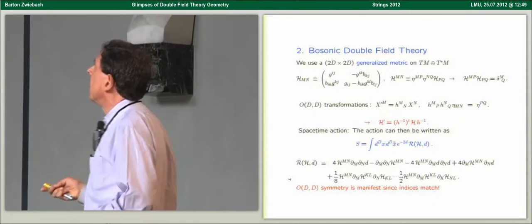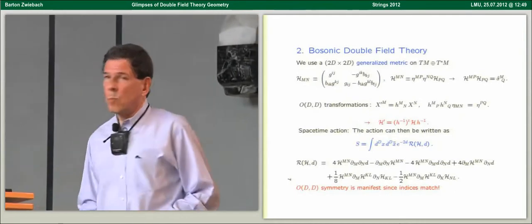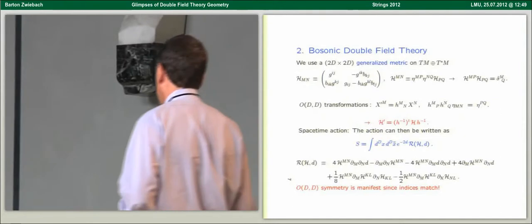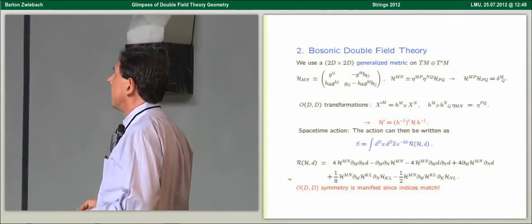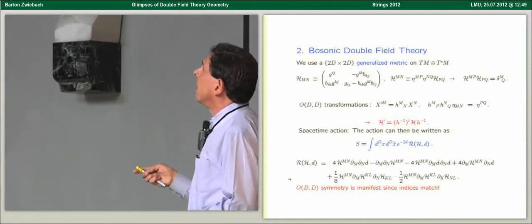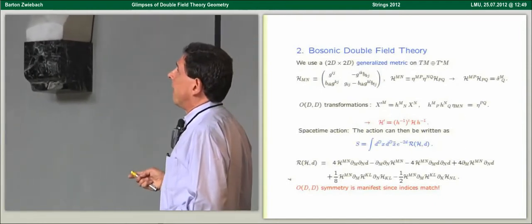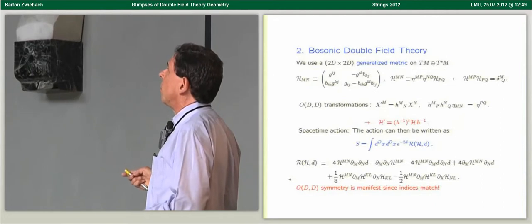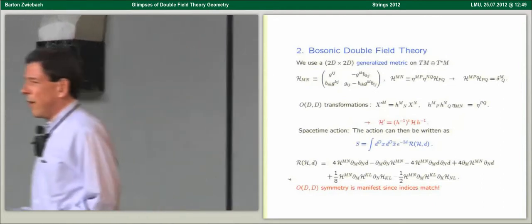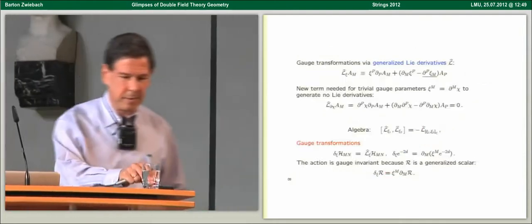So one of the main results that was obtained some time ago already by Chris Hull, Holm, and myself was the writing of this action in terms of the generalized metric. Each term is O(D,D) covariant, but the combination of them is necessary to find gauge invariance.